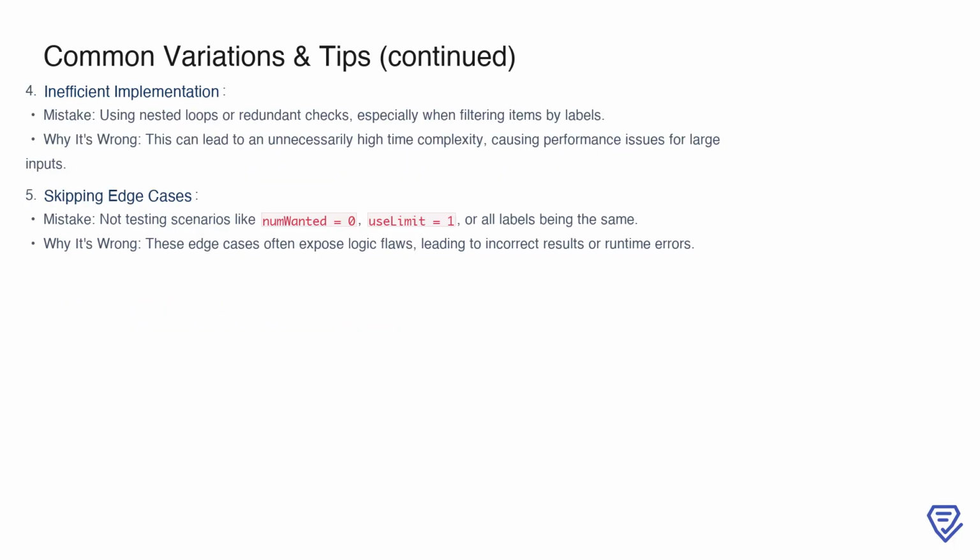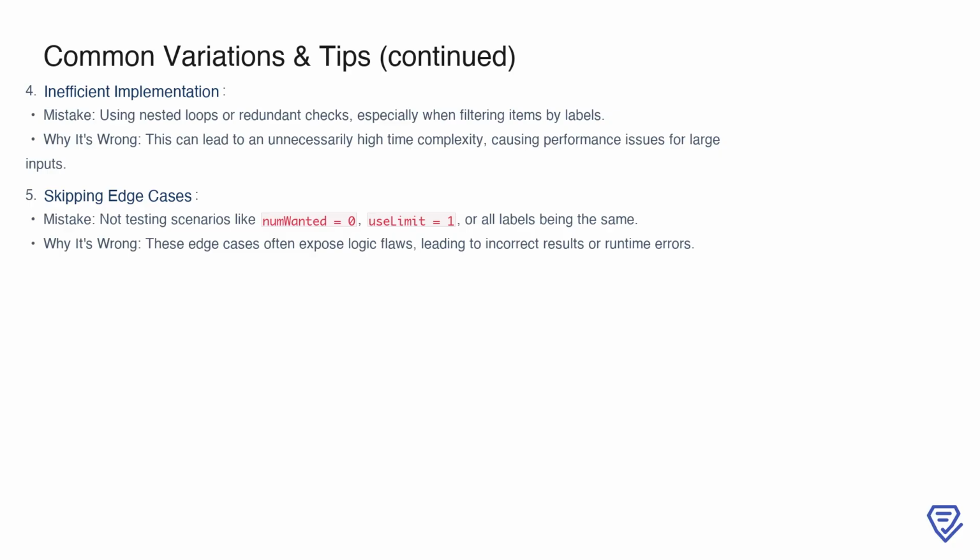Another pitfall to avoid is implementing your solution inefficiently. Using nested loops or redundant checks when filtering items by labels can significantly increase the time complexity, which becomes problematic for larger inputs. Aim for a clean and efficient approach to handle constraints without unnecessary overhead.